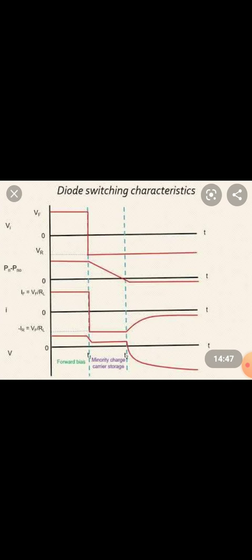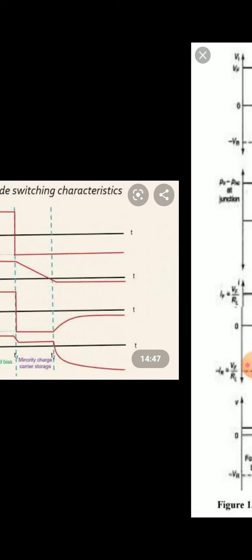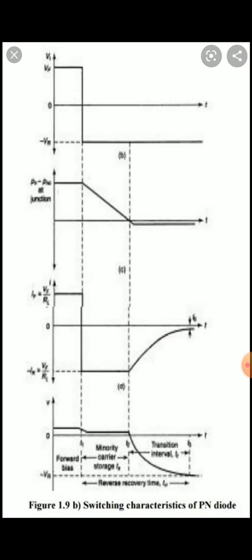So this is the switching characteristics of the diode. The first graph is input voltage, the second is current switching characteristics, and the third graph is voltage switching characteristics. Okay, here TF is forward bias time, TS is storage time, TT is transition interval, and TRR is reverse recovery time. So reverse recovery time is the addition of storage time and transition interval.